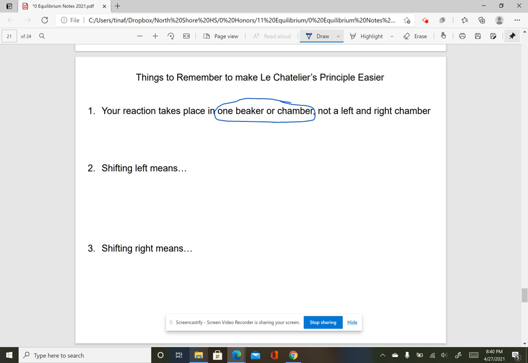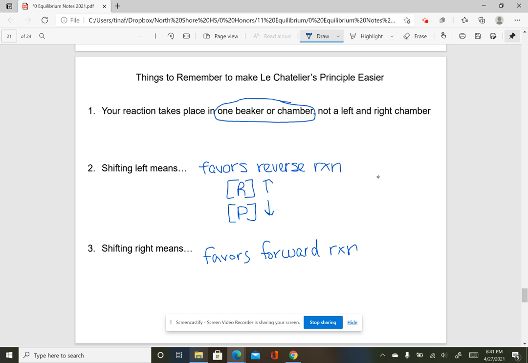When we say shifting left, what do we mean? We're favoring the reverse reaction. Therefore, my reactants increase and my products decrease. So this is just in general. If I say that I'm shifting right, I'm favoring the forward reaction, and my reactants will decrease and products will increase. Okay. So that is it for Le Chatelier's principle.